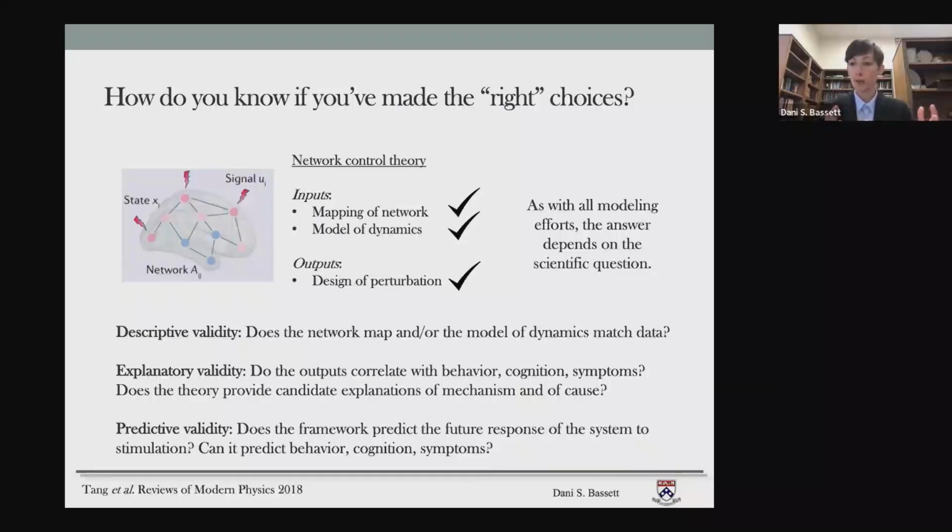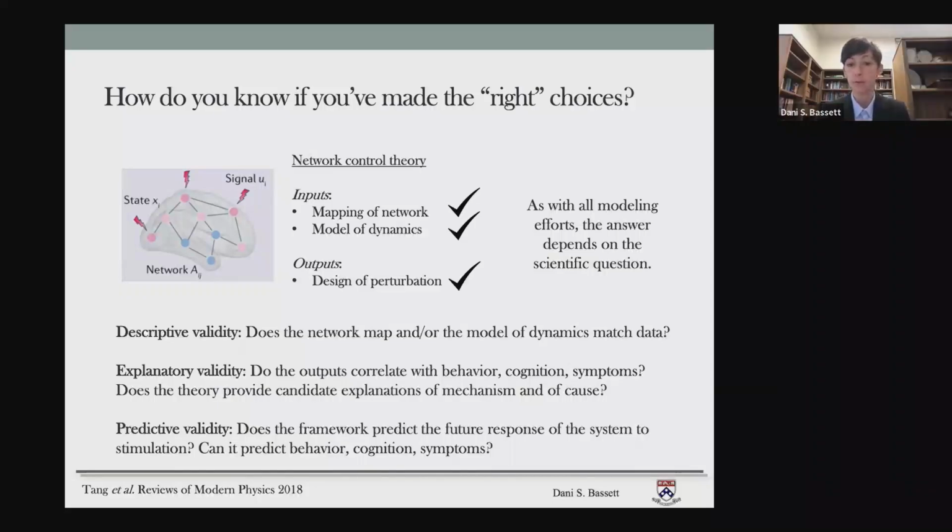So with all of those outputs, we've talked about the inputs, we've talked about the outputs. Now I want to ask the harder question: how do you know if you've made the right choices? As with all modeling efforts, the answer is going to depend on the scientific question. I think that there are at least 3 different ways that we can think about the validity of the choices that we would make for the inputs and for the outputs.